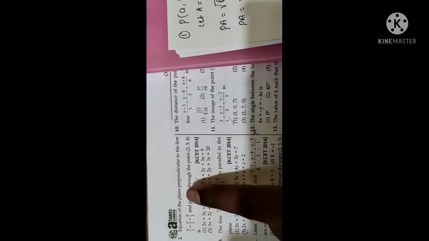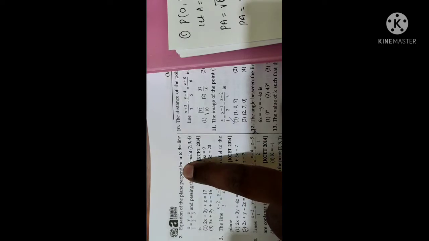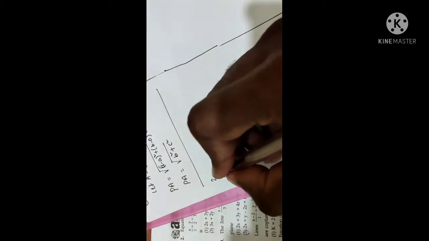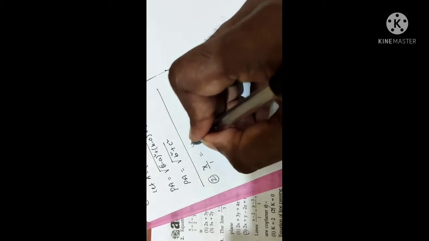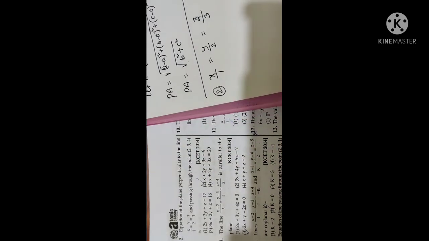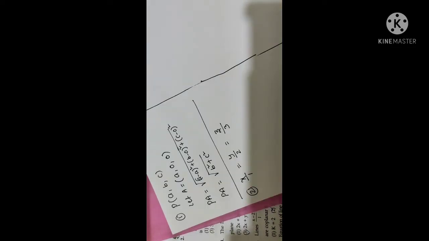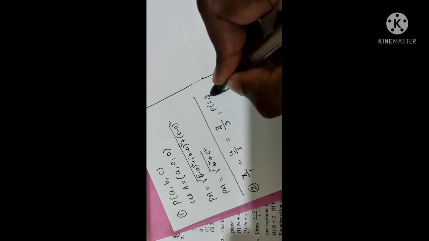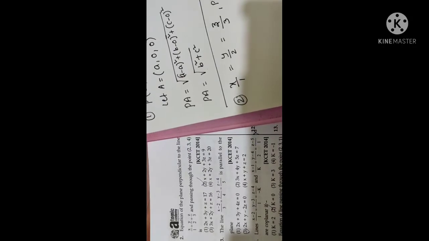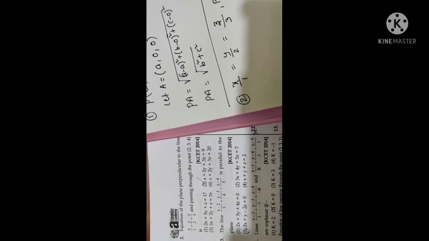See the second question. Equation of plane perpendicular to the line and passing through the point. See here the line is given: x by 1, y by 2, z by 3. This is a line, and the point is (2, 3, 4). So we need to find the equation of the plane which is perpendicular to the line.